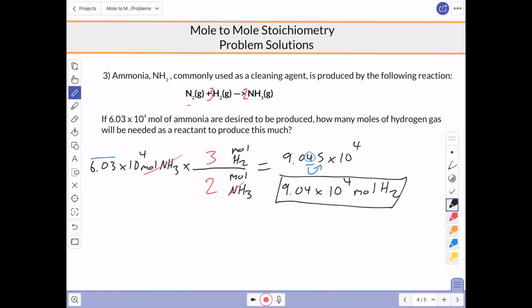There you go. Mole-to-mole stoichiometry. We'll get plenty more practice.